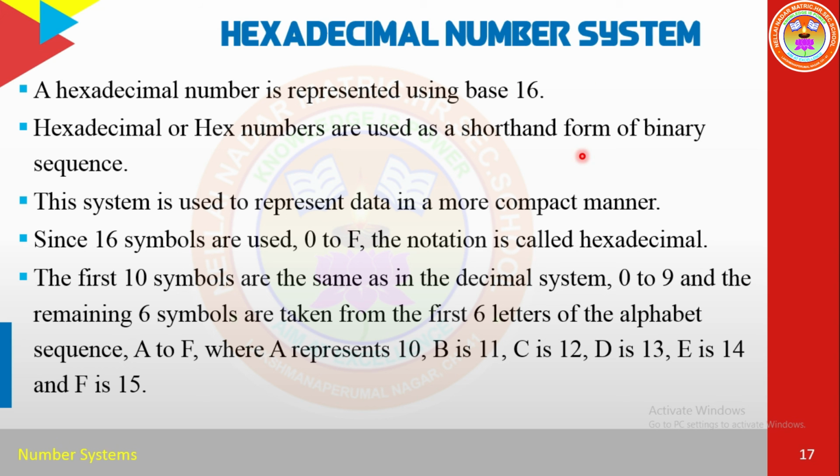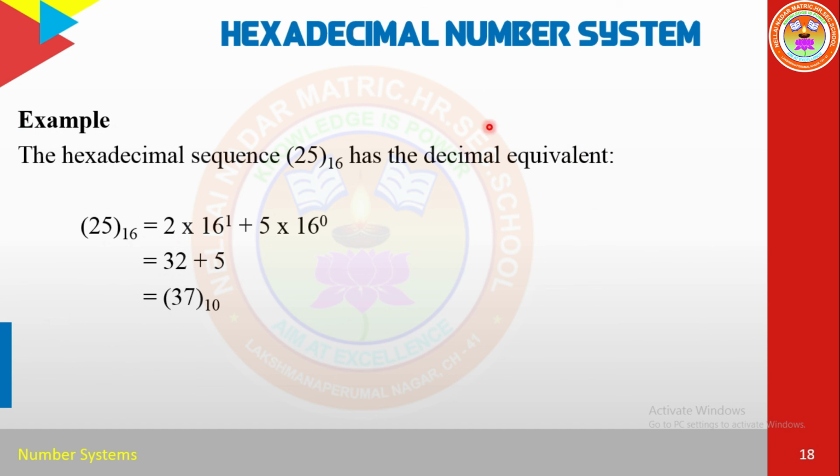This is the number representation in hexadecimal numbers. See the example, then you will get clear information. This is an example of the hexadecimal number system. Here the given number is 25 base 16. So this 25 is a hexadecimal number because the base value is 16. How are we going to convert this hexadecimal into decimal? The same procedure. You split out the number into 2 and 5.